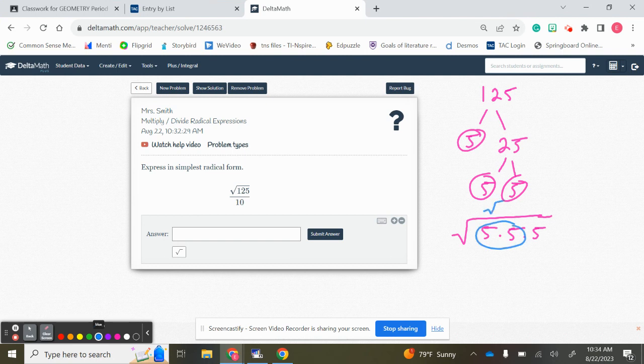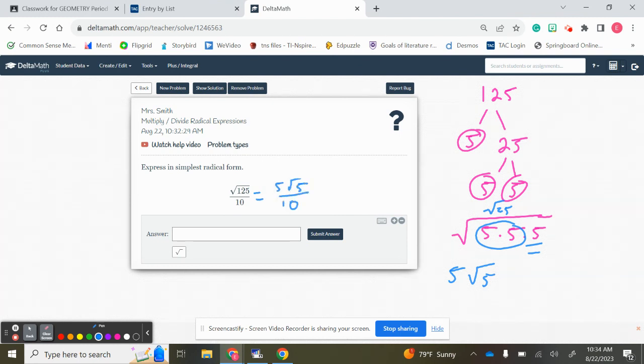This is the same as saying this is the square root of 25. So that ends up being 5. And then what do we have left? We have a 5 in the radical. So we're not done. What that means is that this just changed to 5 square root 5 over 10.